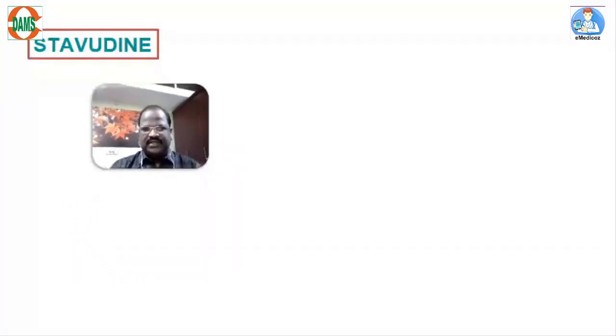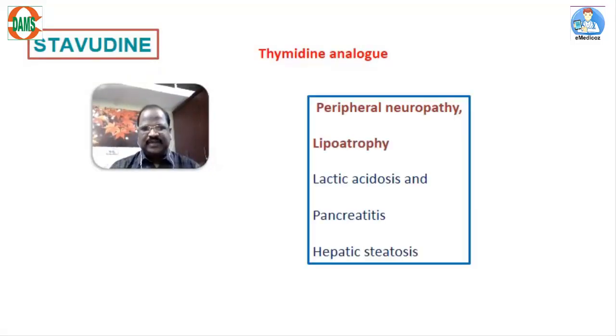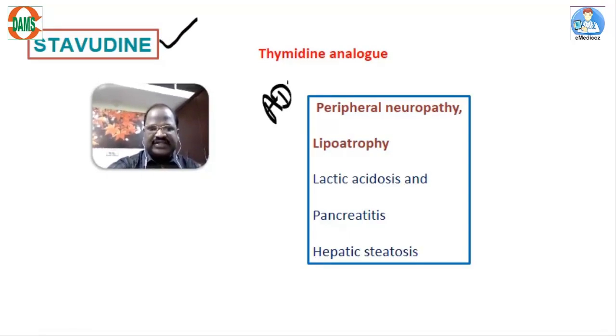Stavudine is a thymidine analog. This drug causes so many adverse effects. For example, it causes peripheral neuropathy, lipoatrophy, lactic acidosis, and also causes pancreatitis and hepatosteatosis. Now, Stavudine is one of the worst drugs, causing so many adverse drug reactions. So today we are not recommending Stavudine very much.